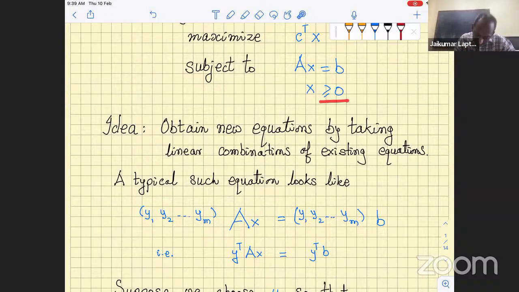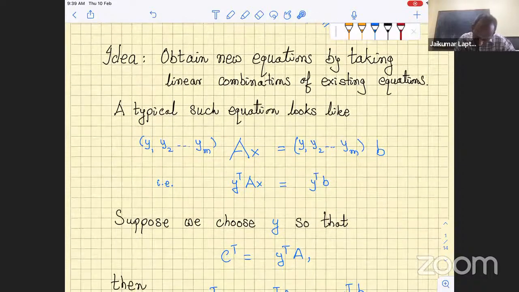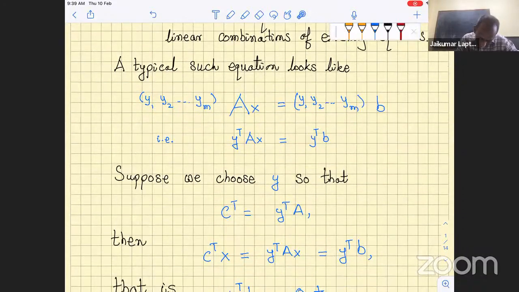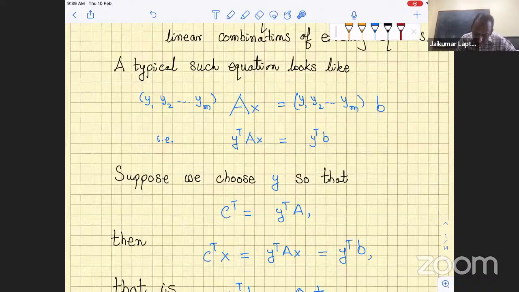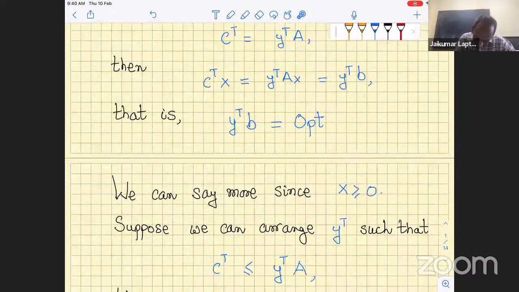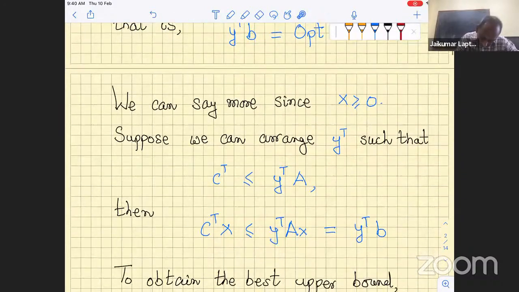But if x is greater than or equal to 0, then it turns out that, you see here I said, suppose we choose y so that this holds. We may not be able to find such a y. Here we are insisting that this y be such that y transpose A is exactly equal to c transpose. But if we know that x has some additional constraints, for example, the non-negativity constraints, then we do not need to impose such a strict condition. We can get by with this.